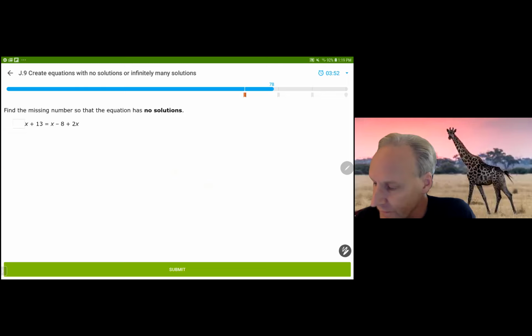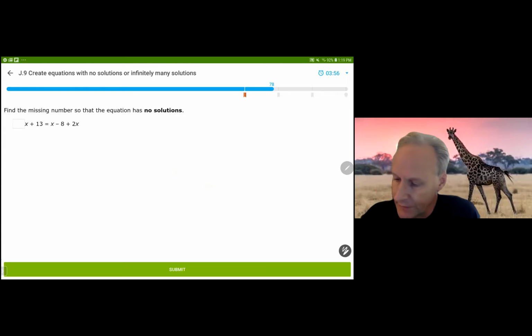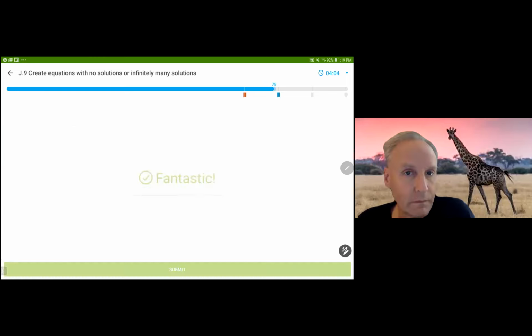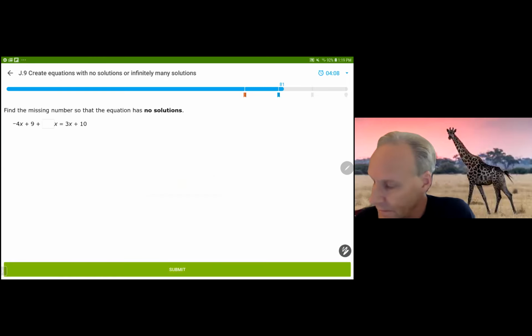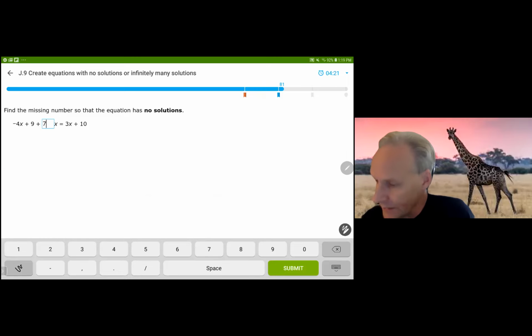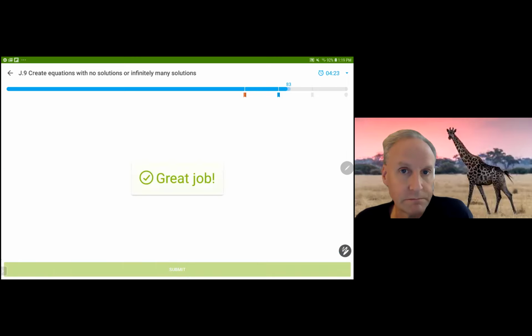Find the missing number so that it has no solutions. Again, we better have a 3x over there. If it's anything besides 3, it'll have one solution. In this one, we want it to have no solutions, and so the 3x has to match with the x's on the other side, on the left. And since -4x plus 7x gives us our 3x, it'll have no solutions at that point.